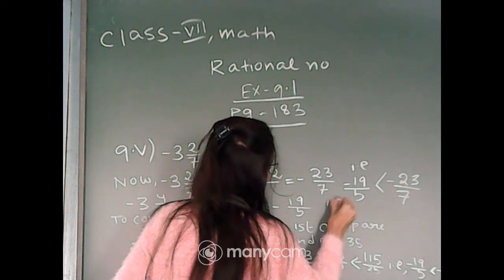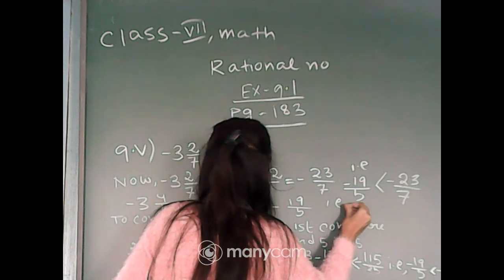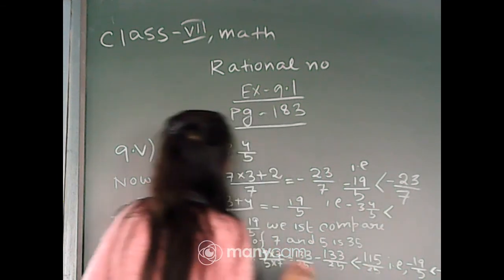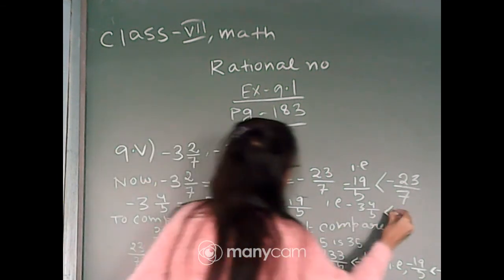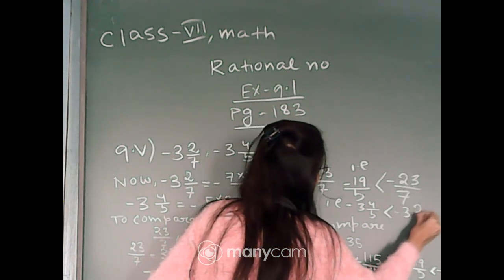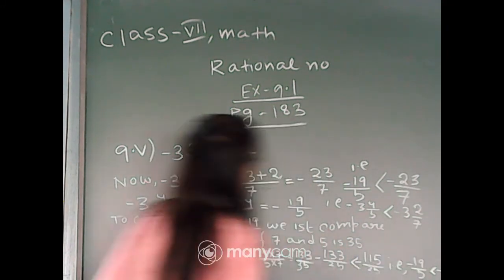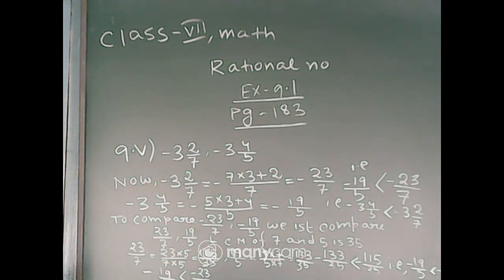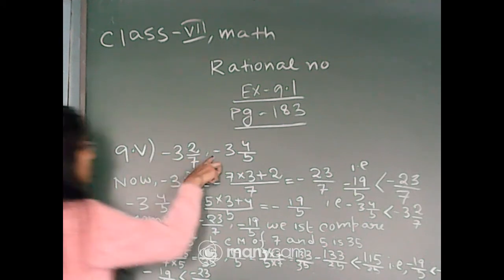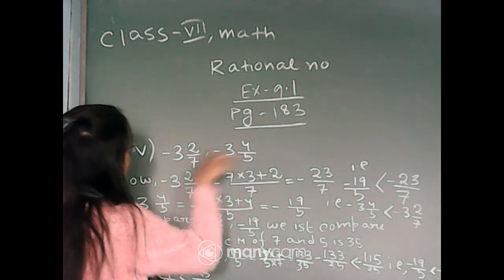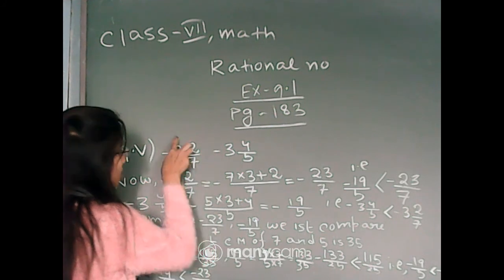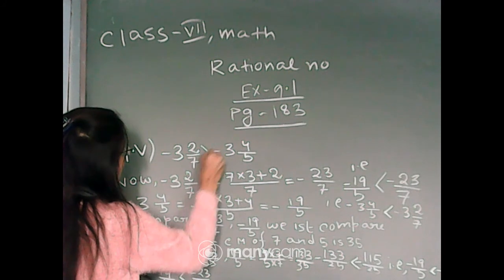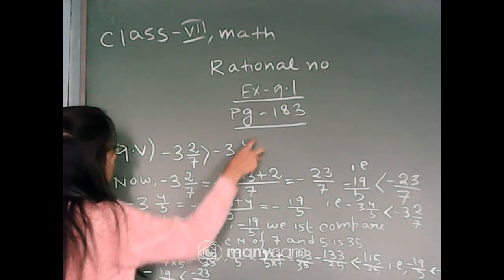That is, minus 3 whole 4 by 5 is less than minus 3 whole 2 by 7. So, minus 3 whole 2 by 7 is greater than minus 3 whole 4 by 5.